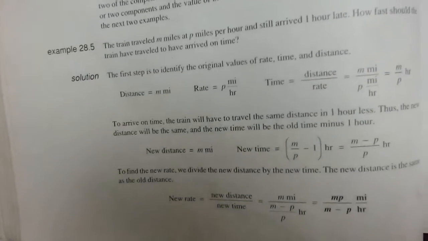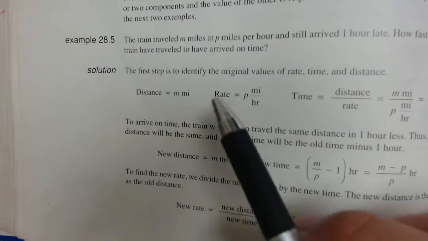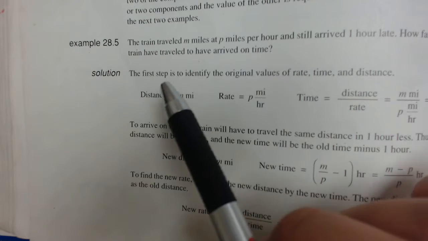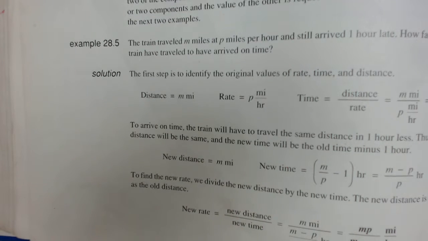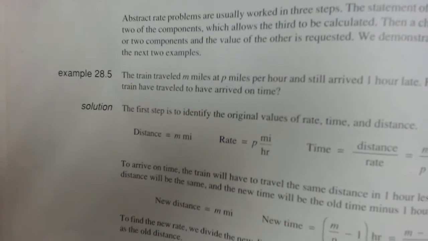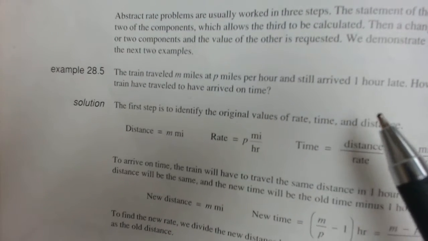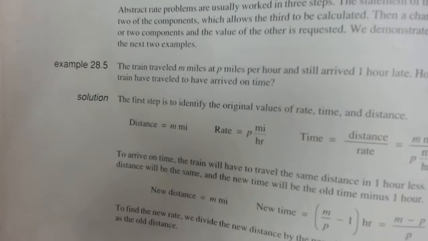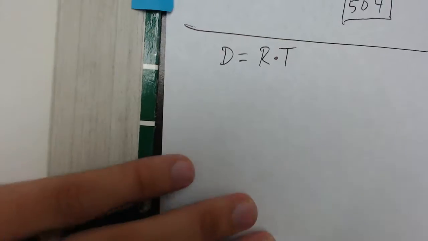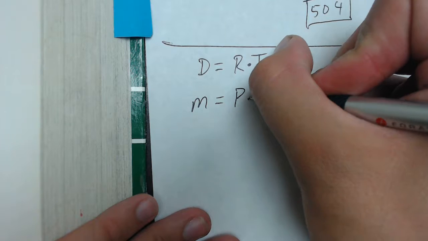So, let's start here. Example 28.5. The train traveled m miles at p miles per hour and still arrived 1 hour late. They want to know how fast the train should have traveled to have arrived on time. Okay, so let's go ahead and write this out. Distance equals m, rate is p, and the time is not given to us, but it's late. So we'll go ahead and fill this in. Our distance m equals p times time.